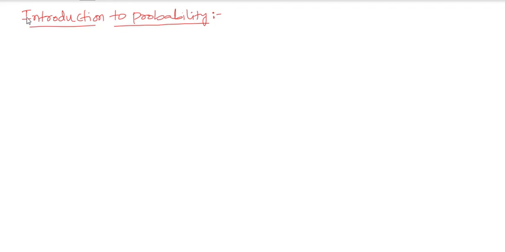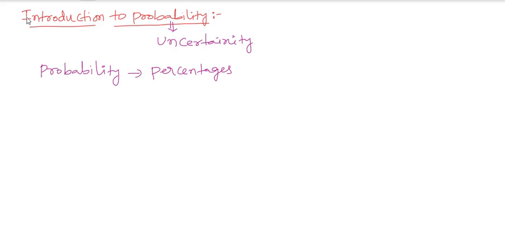As I already informed you, probability is one of the cases called uncertainty, or we can also take probability as percentages. Why am I taking it as a percentage? If I take a probability P equal to 0.5, in terms of percentages I take it as a 50% chance. Like that, I will discuss it.